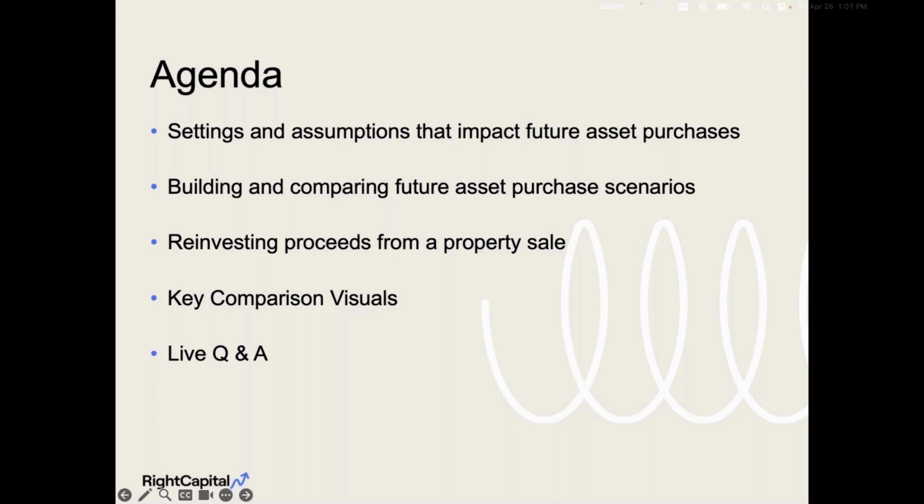So we're going to walk through how to make sure that those are in line with what you want to see for the client plan and on a global scale. And of course, we're going to walk through building and comparing future asset purchase scenarios. And a key aspect when we're talking about things like property sales or maybe a primary home relocation is the idea that we're going to be investing or reinvesting the proceeds from that property sale. We're going to walk through what that looks like in RightCapital.